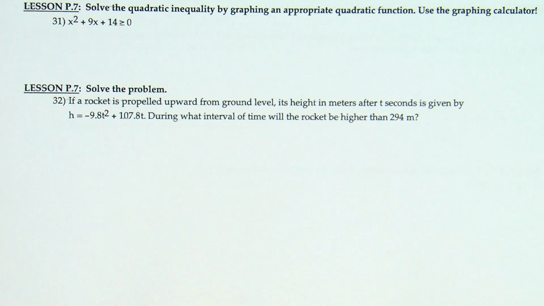Okay, so the question is on number 32, projectile motion. At least it's fresh in your heads, right? Doesn't mean you have the best understanding of it, but it's fresh. If a rocket is propelled upward from ground level, its height in meters after t seconds is given by h equals negative 9.8 t squared plus 107.8 t. During what interval of time will the rocket be higher than 294 meters?